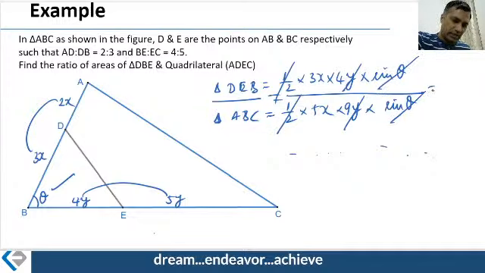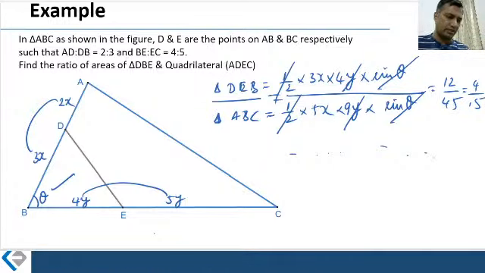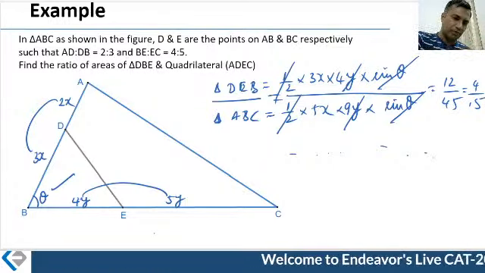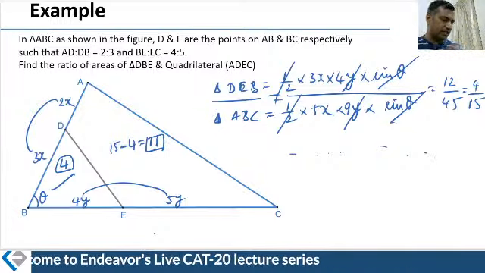Therefore, this is nothing but 12 divided by 45. You can simplify it three or four times, and then you can say 4 by 15. That's also fine. 4 by 15 could be the answer. Therefore, if you call this 4 units, the total was 15 units. Therefore, this quadrilateral will be 15 minus 4 units, which is nothing but 11 units. That's the required answer, right? Quadrilateral ADEC would be that.